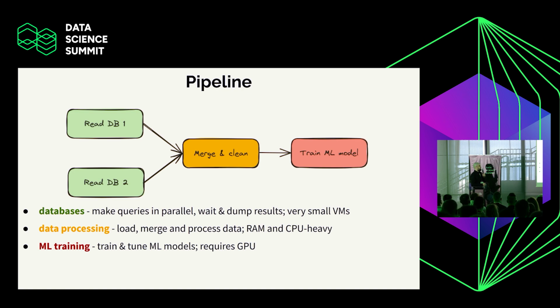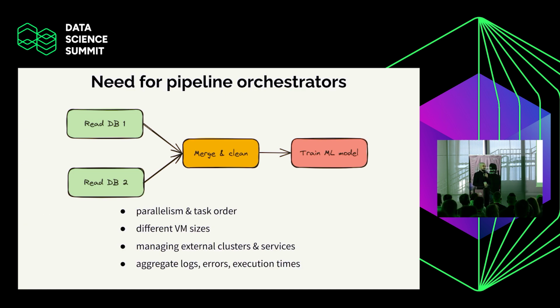So we have some parallel processing. We have some sequential dependencies. We also have different VM requirements. So clearly, we do have a need for pipeline orchestration. Because we have this parallelism, we have task order, we have to manage different VM sizes. We also have external clusters, services. We need to manage passwords for those things. We need to pull those secrets in runtime.